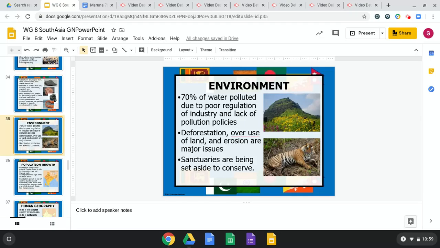Deforestation has been a problem in certain areas, trying to get timber, and these animal sanctuaries, like the Bengal tiger, so on and so forth, are now very, very endangered.